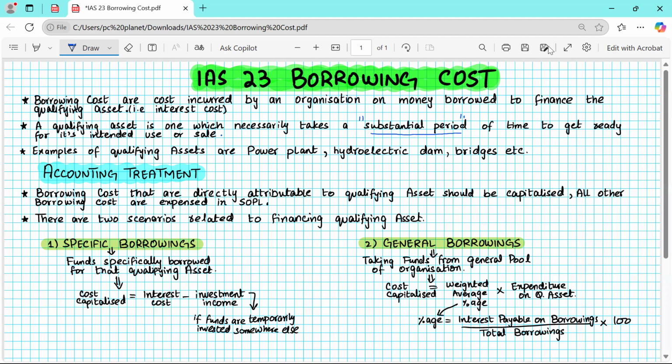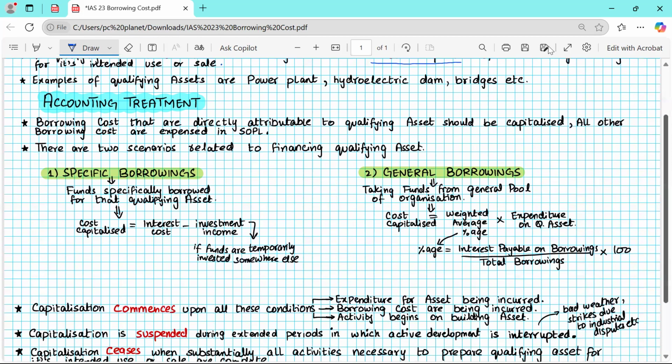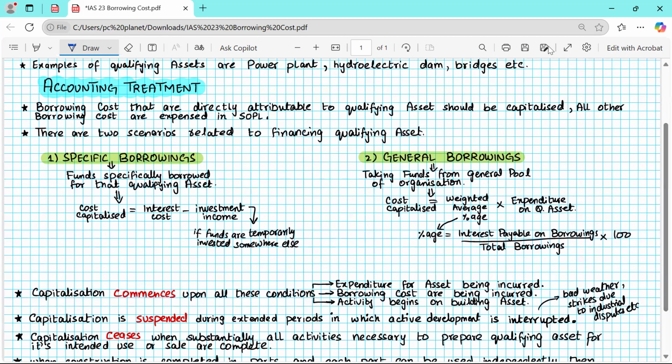Okay. So we are going to deal in the standard with how we should capitalize the borrowing cost, and the borrowing cost we will only capitalize on the qualifying asset. Okay. Clear what qualifying asset means? Now let's move on to the main part, the accounting treatment. How do you capitalize the cost? What is the accounting treatment? Let's understand that. Borrowing costs that are directly attributable to qualifying assets should be capitalized. All other borrowing costs are expensed in the statement of profit or loss.